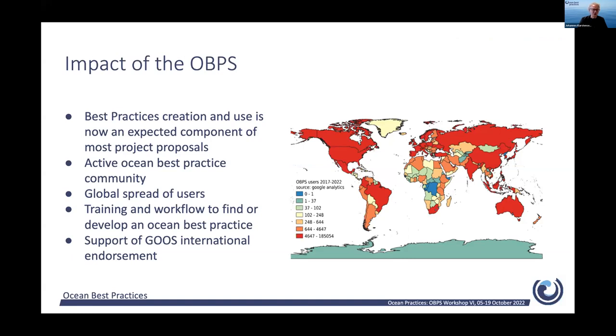We have a global spread of users, as we can see from the other map. There are training and workflows to find or develop an ocean best practice. A lot of activities in that sector are going on, like the videos I showed before. And support of the GOOS international endorsement is another impact of ocean best practices, which we executed for GOOS, the Global Ocean Observing System, as an example, but we hope that many more organizations would follow that route and also create endorsement for their specific needs.